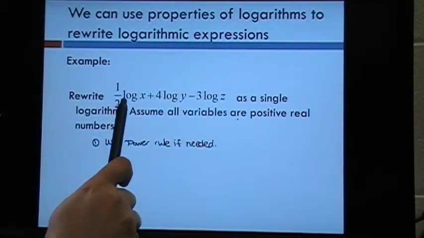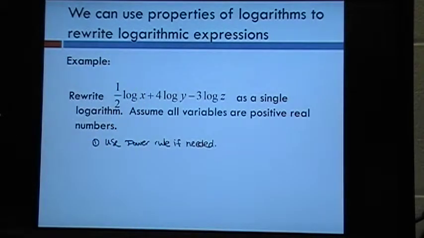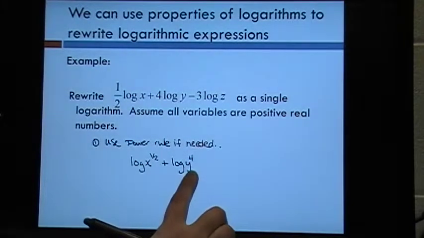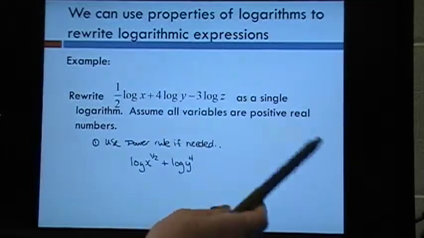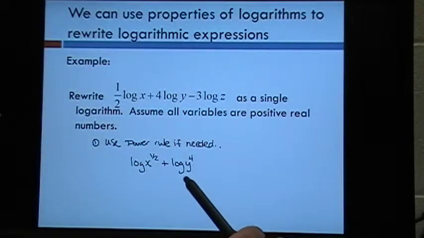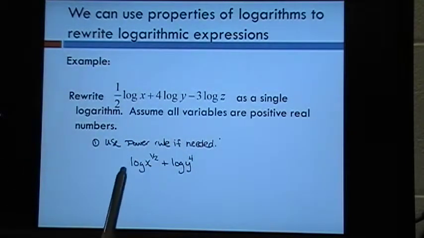Okay? 1/2 times the log of x is the same thing as the log of x to the 1/2 plus 4 times log of y, according to the power rule, is the same thing as the log of y to the 4th. Okay? And please don't put these as subscripts. There is no base, which means the base is 10. If you write either of these as subscripts, then you're changing the base of the logarithm. So these are arguments. They should be written in line with the log. And then this is minus the log of z to the 3rd.